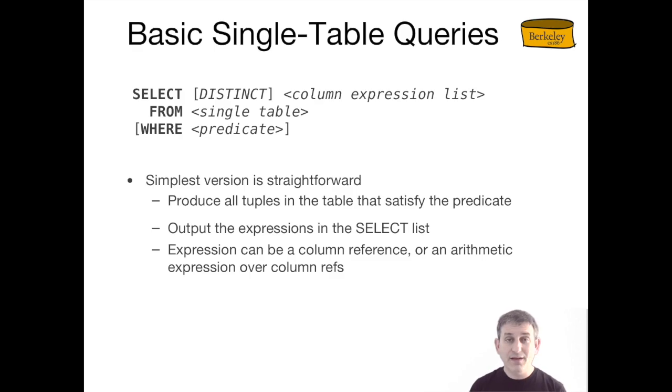Okay, and the simplest version here to think about these simple queries, they produce all the tuples in this table that satisfy the predicate, outputting the expressions for each tuple that are in the select list. Now the expression can be a reference to a column in the table, or it can be like an arithmetic expression over those column references.